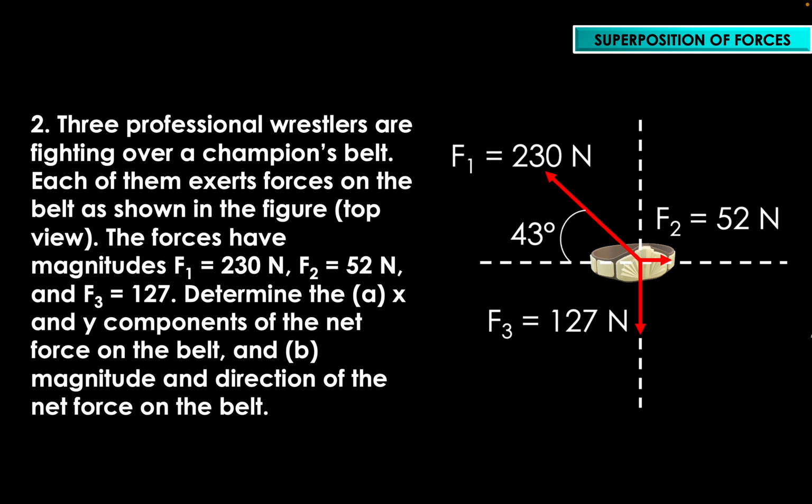Now, for our next problem, three professional wrestlers are fighting over a champion's belt. Each of them exerts forces on the belt as shown in the figure. So that's the top view. The forces have magnitudes 230, 52, and 127 newtons. Determine the x and y components of the net force on the belt and the magnitude and direction of the net force on the belt. So take note that the terms net force and resultant force, or resultant, are just referring to the same thing, so do not be confused.